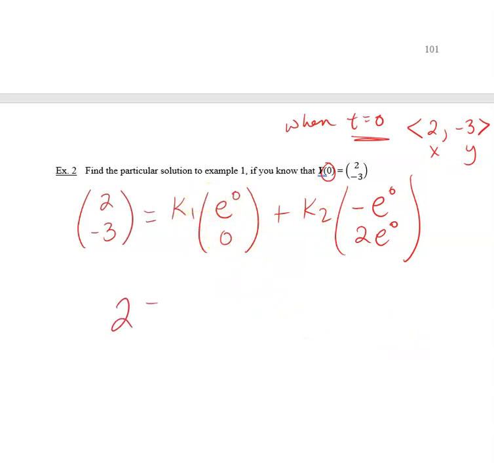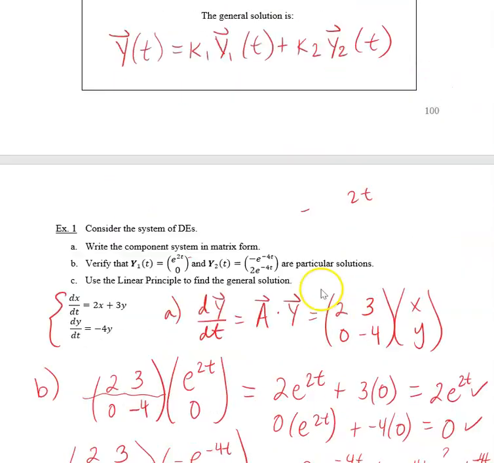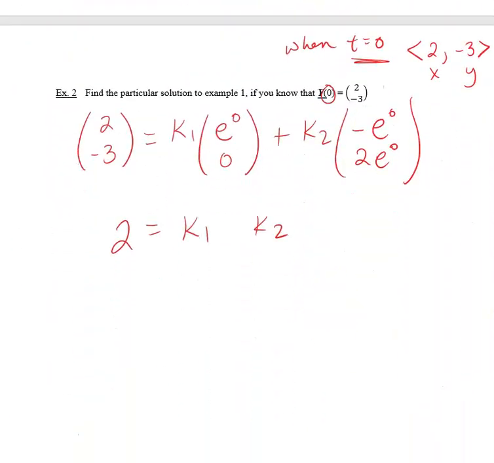So I've got 2 equals, so go across, take care of the x component first. E to the 0, of course, is 1, so that's going to be K1. Same thing here, plus K2, and oh, sorry, that's negative. It's going to be a negative 1. Let me fix that. So that would be minus K2, just because of that negative sign, because that would be negative 1. And then the y component, you're going to have negative 3 is equal to 0 times K1, and then 2 times e to the 0, of course, is 1, so 2 times K sub 2.